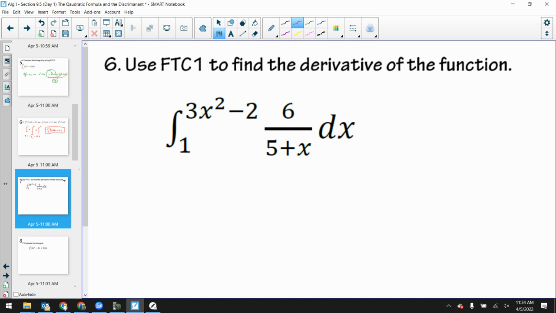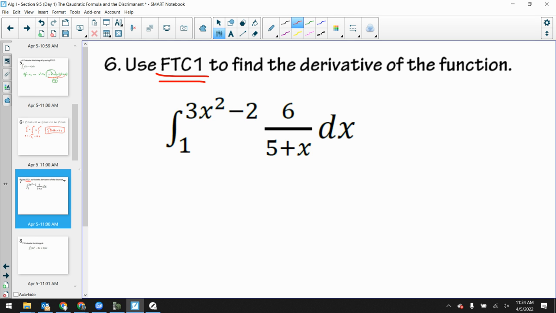Use FTC1 to find the derivative of the function. The function is the integral from 1 to 3x squared minus 2 of 6 over 5 plus x dx. Now, what does this mean?